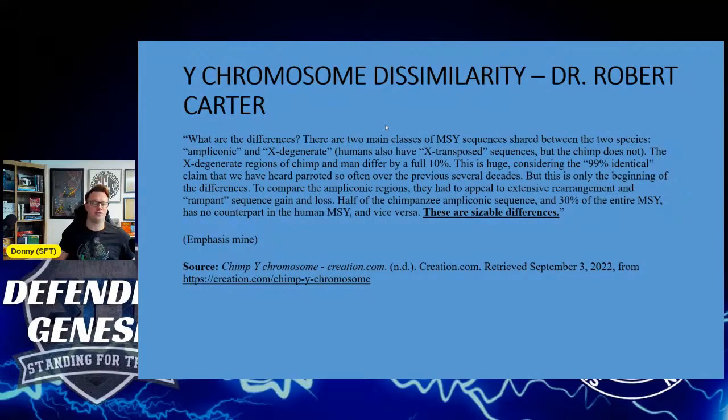Notice this. What are the differences? There are two main classes of MSY sequences shared between the two species: ampliconic and X-degenerate. Humans also have X-transposed sequences, but the chimp does not. Guys, you couldn't ask for better evidence for separate ancestry. Now, what you get from the evolutionists is typically, I don't know, I got to look into it. Or from the more informed evolutionists, excuse after excuse, rescue device after rescue device.